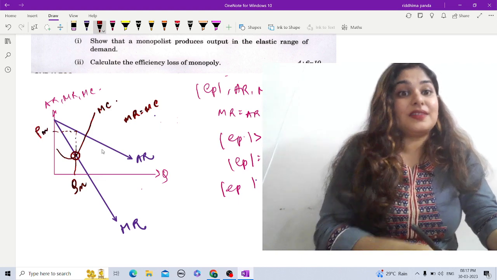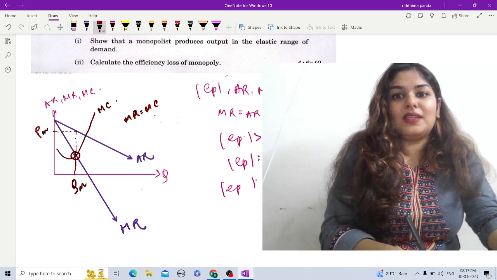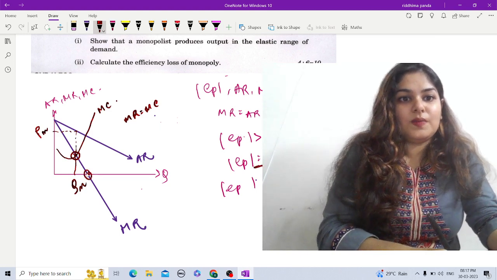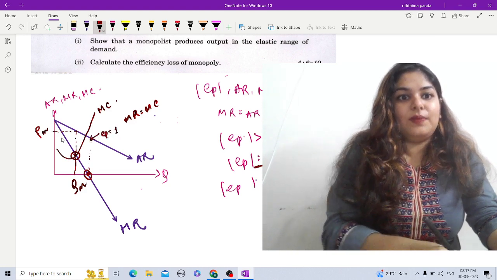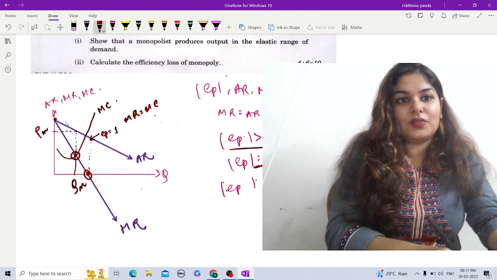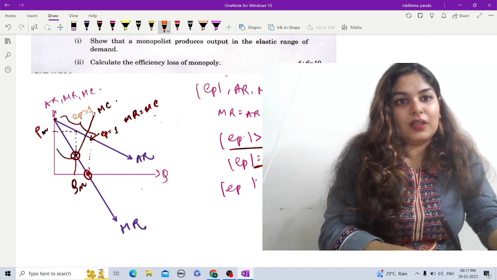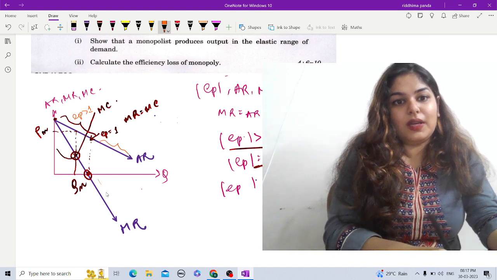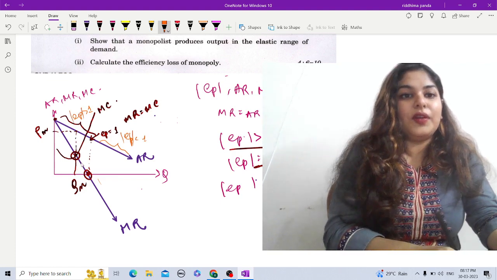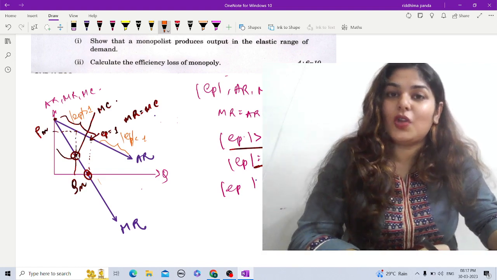Now let's check the elasticity of this area where this output is produced. So when MR is 0, EP is 1, right? So MR is 0 at this point, so I can say that EP will be equal to 1 at this position. That means from here to here, MR is positive when EP is elastic. So this whole region here, EP is greater than 1. And below this region, when MR is negative, EP is less than 1. So it is very clear here that at the point of production equilibrium, it is in the elastic portion of the AR curve, and that is where the monopolist will always try to produce.